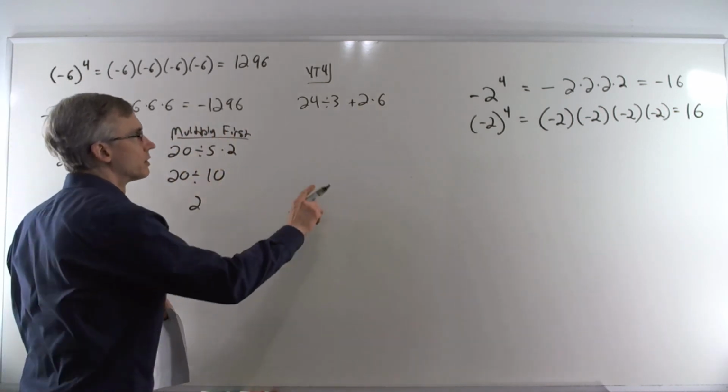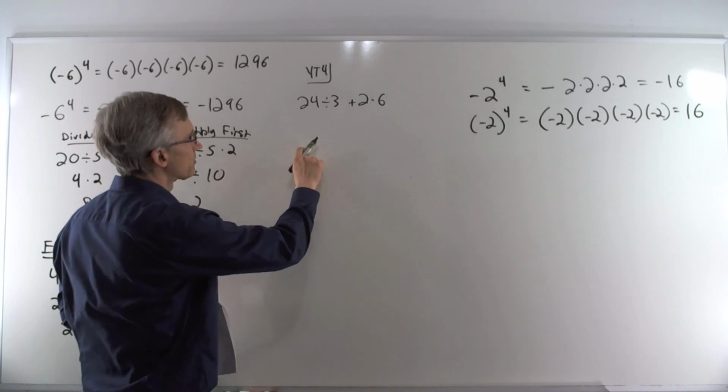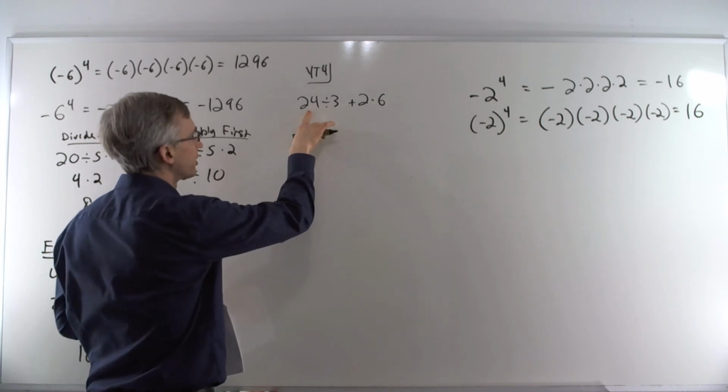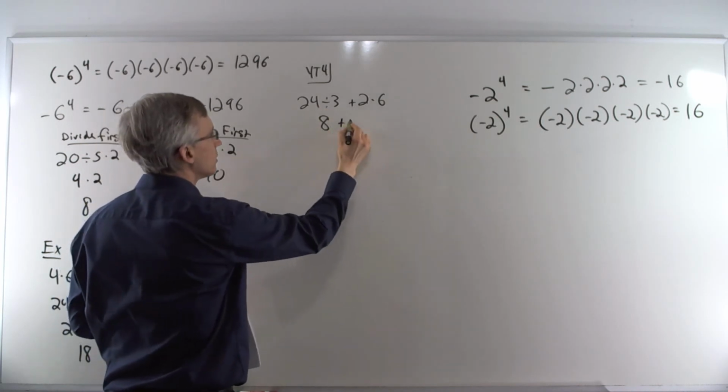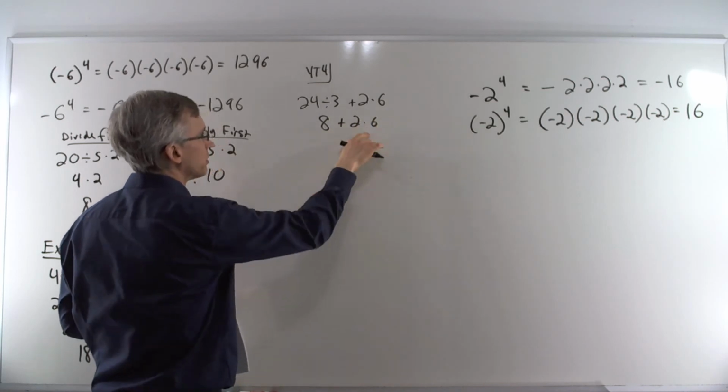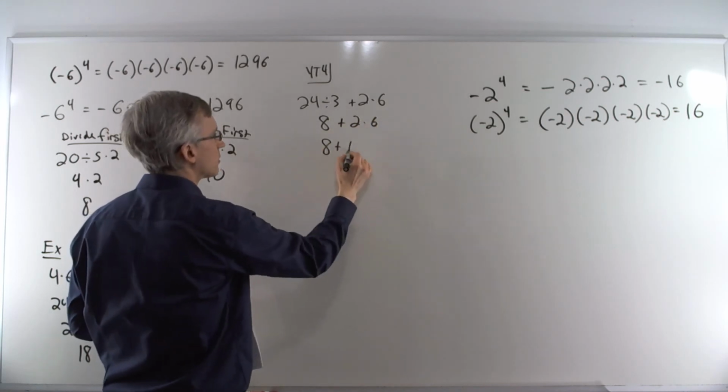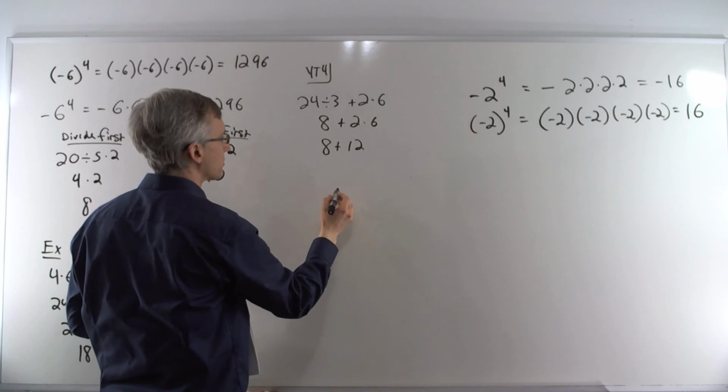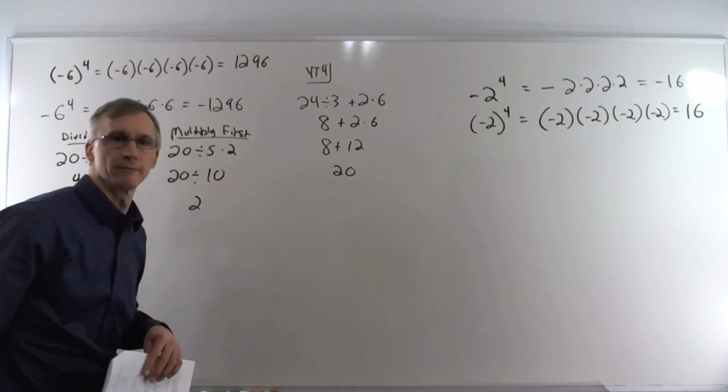So we've got no grouping symbols, no exponents. We'll start with the division on the left. 24 divided by 3 is 8. Now we'll do the multiplication. Then add them together, and we get 20.